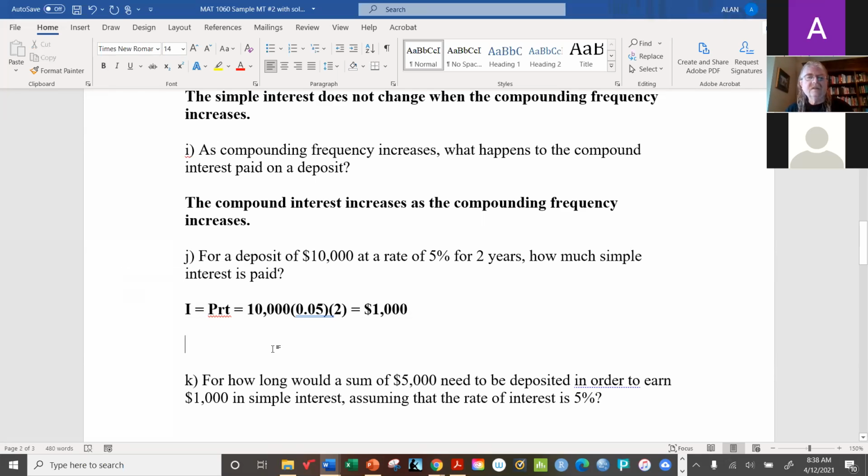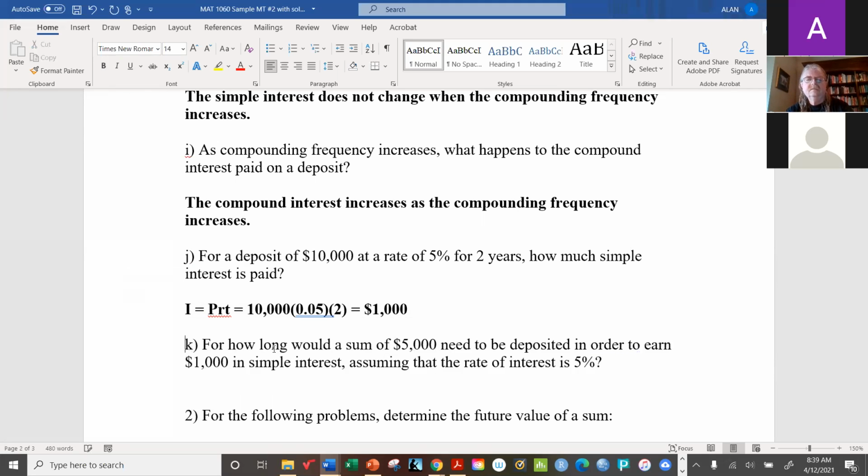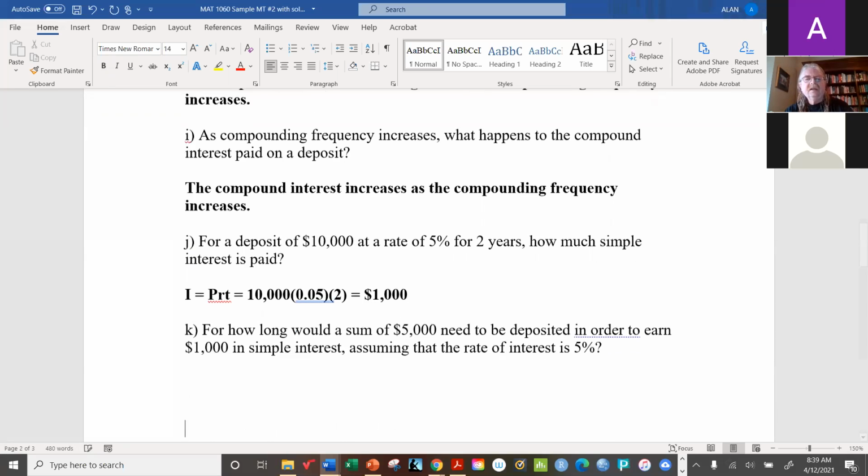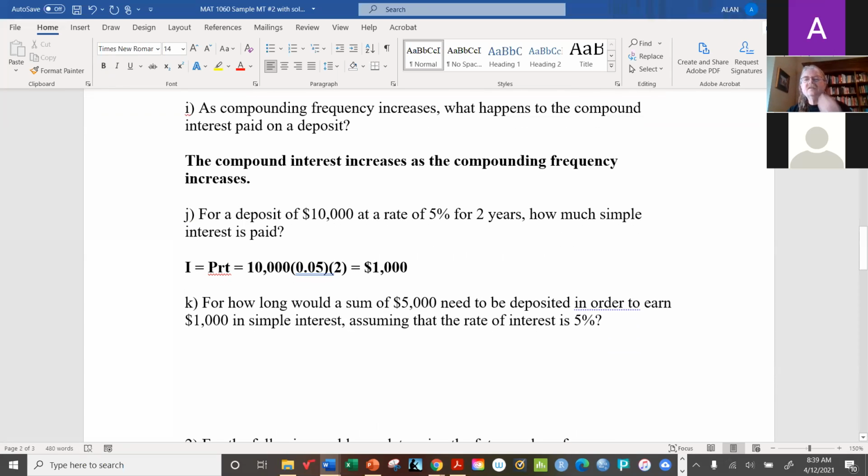So far, so good. These are all pretty straightforward. Now, here's an interesting one, and then we'll jump into the actual problems here. For how long would a sum of $5,000 need to be deposited in order to earn $1,000 in simple interest with a rate of interest of 5%?